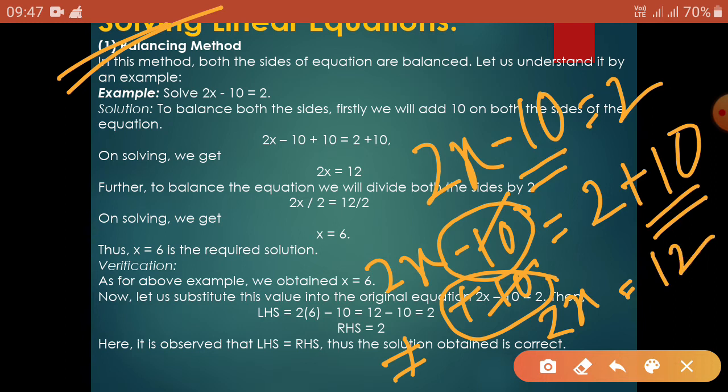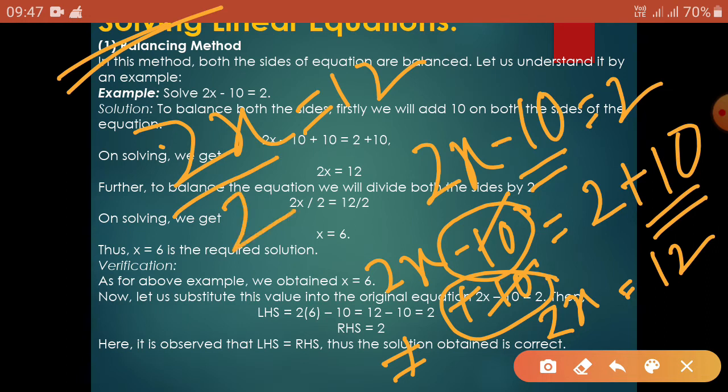Here we are getting 2x equal to 12. Now, if we want to find the value of x, this is our aim. Here 2 is multiplied with x, so how can we omit this 2? If we divide this equation by 2 on both sides, then it gives x. So if we divide 2x by 2, we get x.